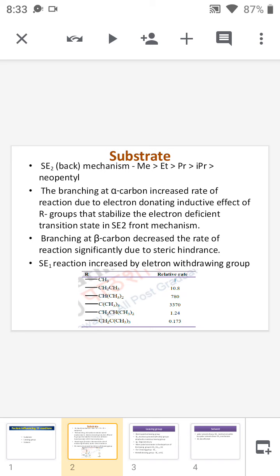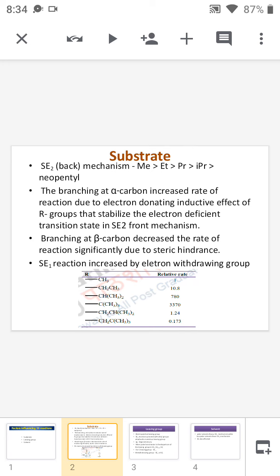So as the branching at the alpha carbon increases, the rate of the reaction increases. This is mainly due to the electron donating inductive effect of the R group, which stabilizes the electron deficient transition state in SE2 front mechanism. Okay. Now, as the branching at beta carbon increases, the rate of a reaction decreases. This is mainly due to the steric hindrance.